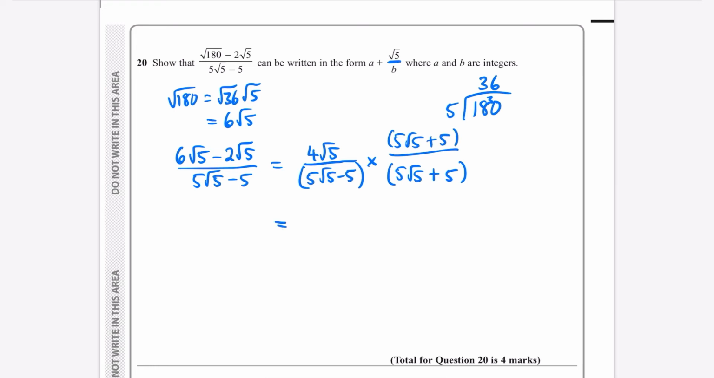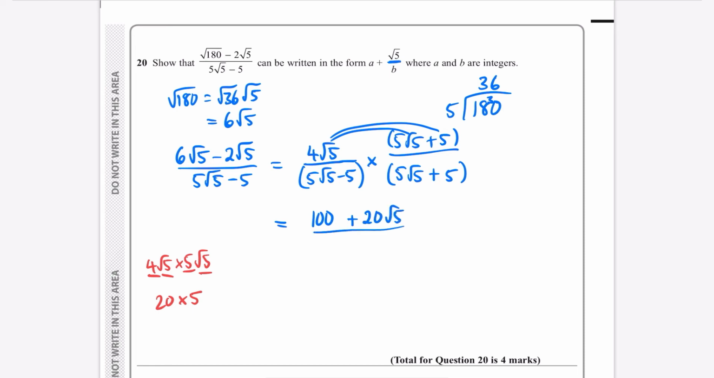So for the numerator, we're going to have the 4 root 5 times the 5 root 5. Now you might like to do some calculations somewhere else. 4 root 5 times 5 root 5. Well, the 4 times the 5 gives the 20. The root 5 times the root 5 gives a 5. And just 20 times 5 is 100. So that first two things being multiplied is 100. Then when I multiply these two things, I get 4 root 5 times 5, which is 20 root 5.